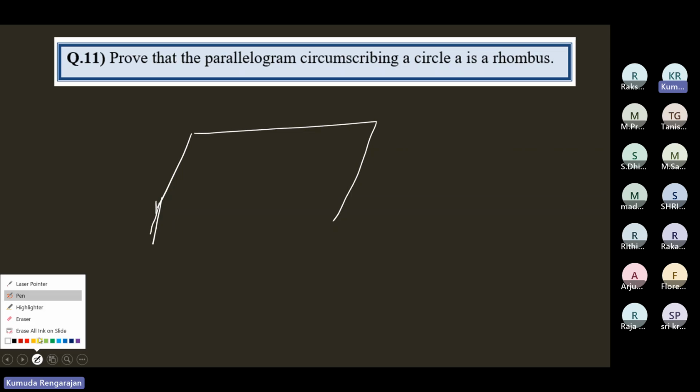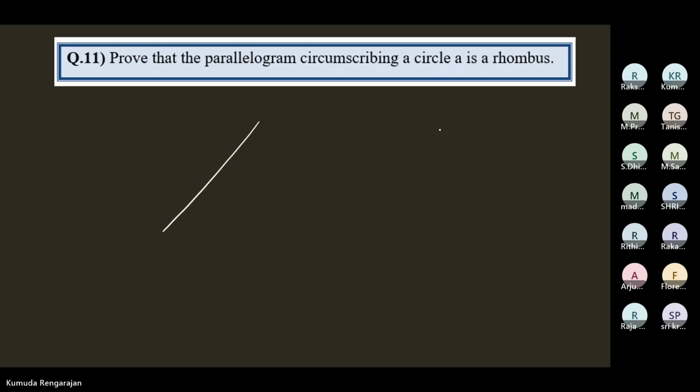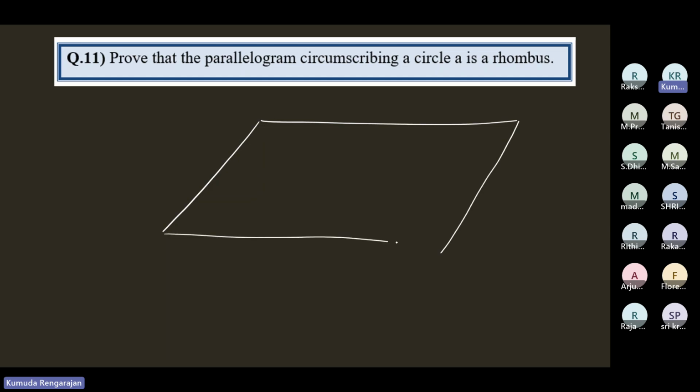Prove that a parallelogram circumscribing a circle is a rhombus, because a perfect parallelogram cannot circumscribe. You know how this looks, this is a parallelogram, right? Very wide, you know. So we all know that this is a parallelogram. Now, how can you draw a circle touching all the four sides? Can you have a circle touching all the four sides? No, you cannot.